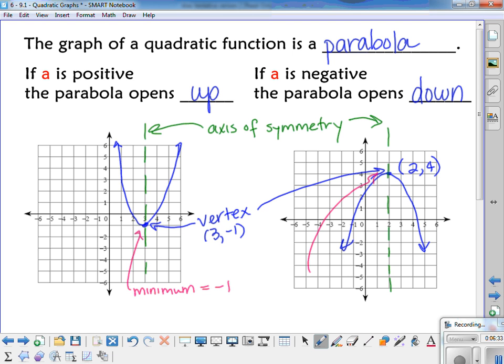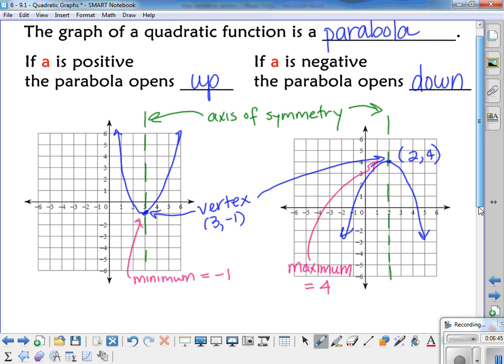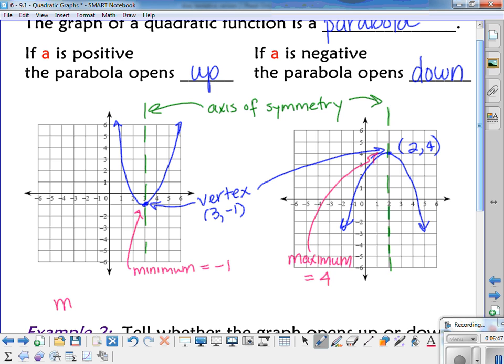And on my other graph, it's a high point, right? So that is actually a maximum. And my maximum value, what's the most y is ever going to be? 4. So my maximum is 4. So when you're looking at either your minimum or your maximum, it's just the y value of the vertex.